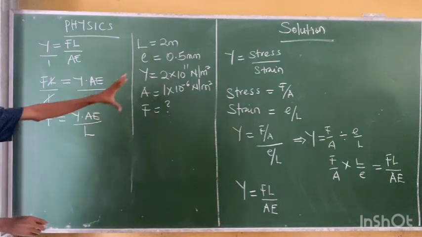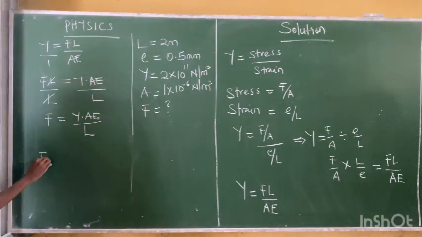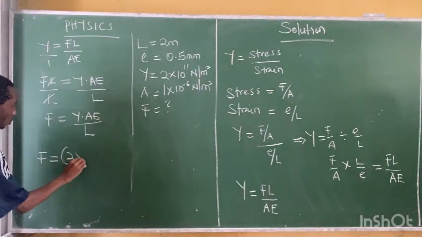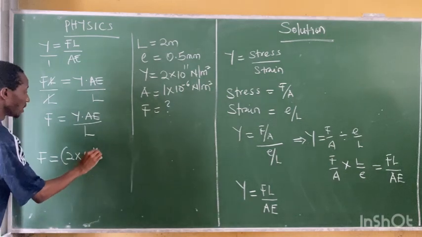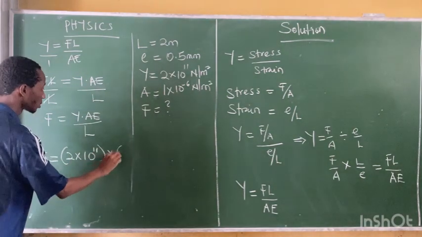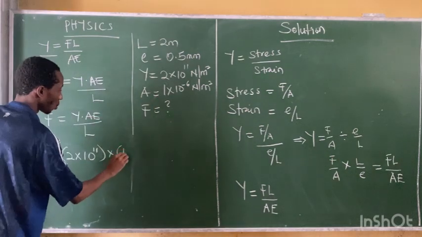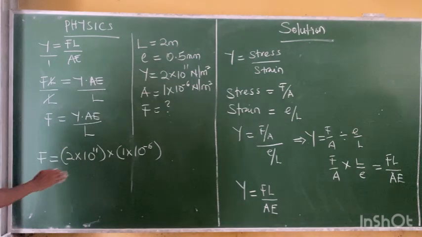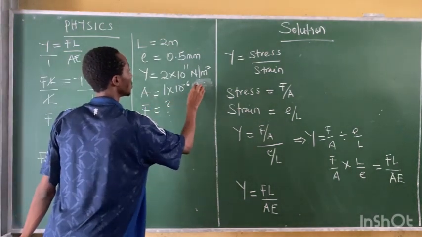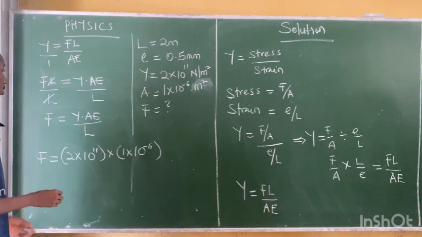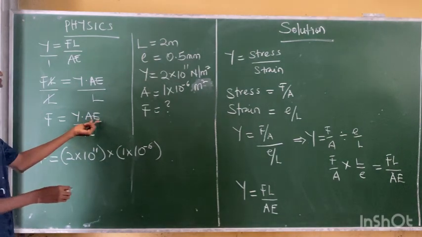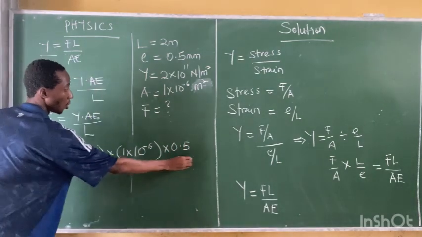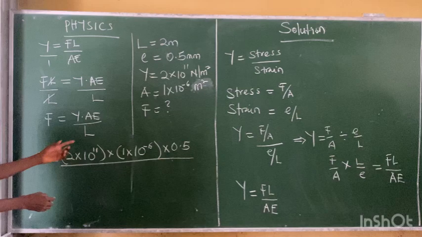From this formula, if we substitute these values into this equation, we have F is equal to Y. Our Young modulus is what? 2 times 10 raised to power 11 times A. Our area here is what? 1 times 10 raised to power minus 6. So area here is in meters square. Our E here, which is the extension, is what? 0.5 millimeters, all divided by L, which is the length. L is what? 2 meters.